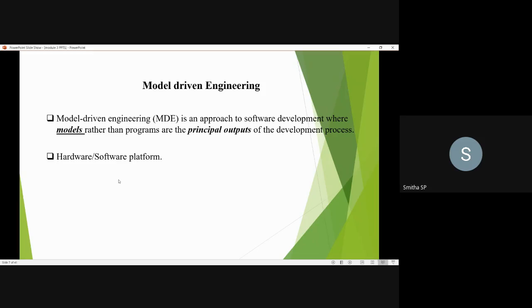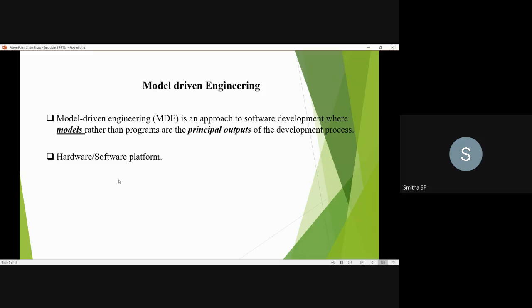In this approach, programs execute both on hardware as well as software platforms. In this approach, engineers need not be concerned with programming languages. Then we will see what the uses of model driven engineering are. So we got an idea about what model driven engineering is.